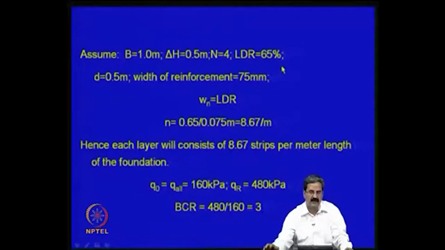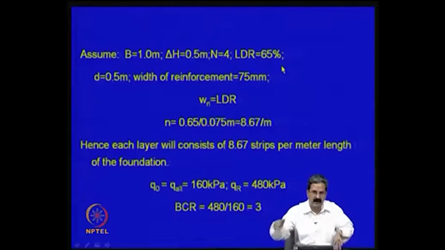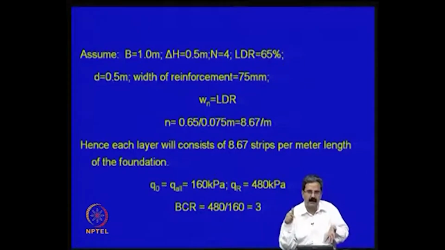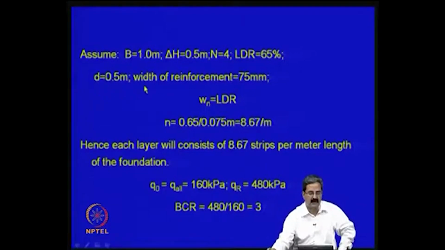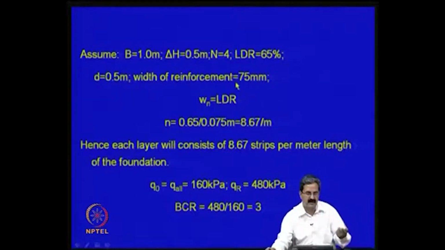Which means that in 1 meter, 65% is the presence of the tie member, like say 0.65 meters in 1 meter is present. Then D is also the other spacing. I am trying to keep delta H and D the same, because it is easier to calculate. For the width of the reinforcement, I can just take a small strip of 75 mm, very, very small, right.